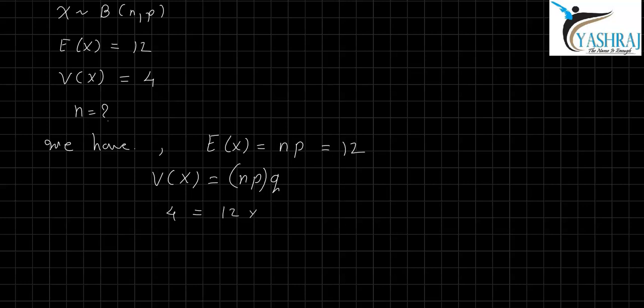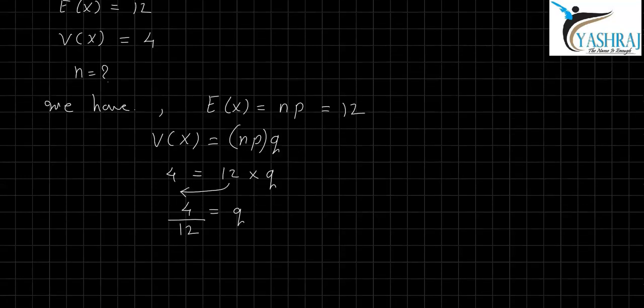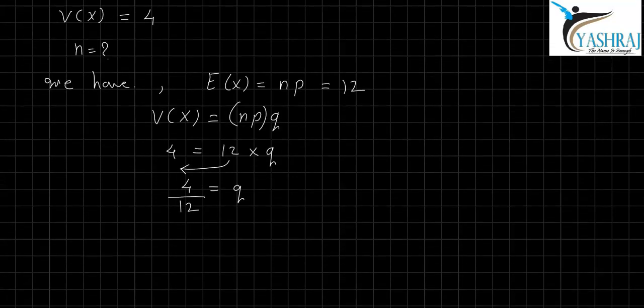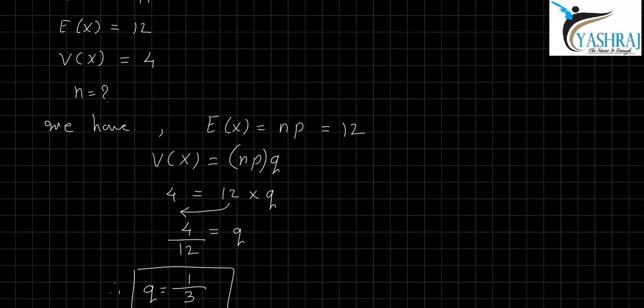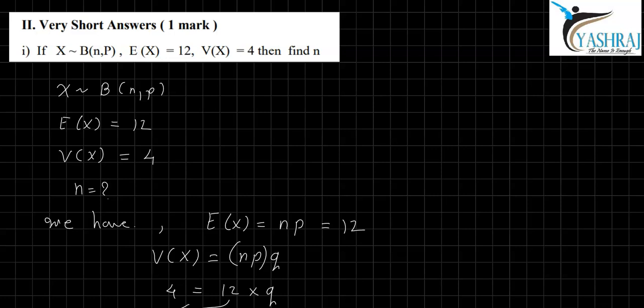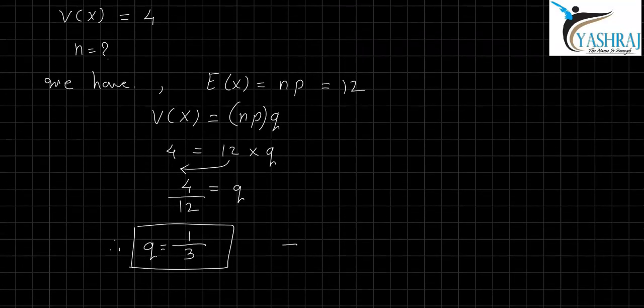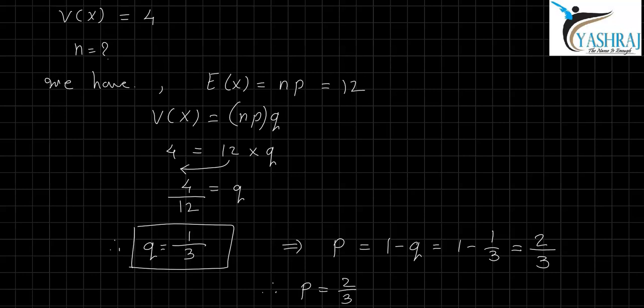So 4 equals 12 into q. So we might get the value of q after shifting 12 from RHS to LHS, it becomes a divisor to 4. And now everyone well known, 4 ones are 4, 4 threes are 12. Therefore, we have q value becomes 1 by 3. And we have to evaluate the value of n. So for that, let us first evaluate the p value. P becomes 1 minus q. Means we have 1 minus 1 by 3 becomes 3 minus 1 as 2, 2 by 3. So we might get p value becomes 2 by 3.